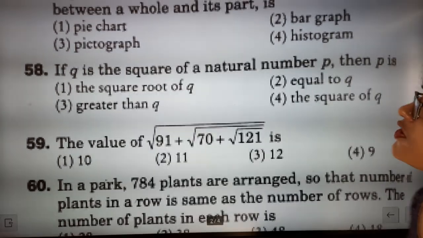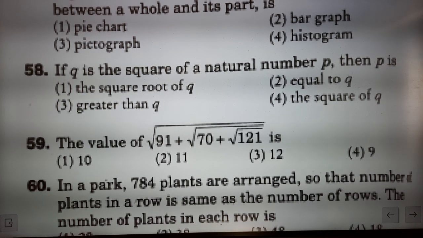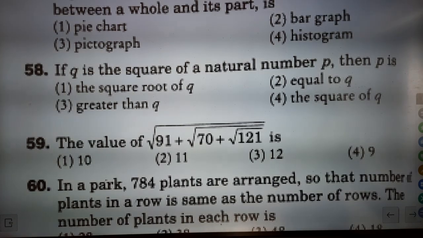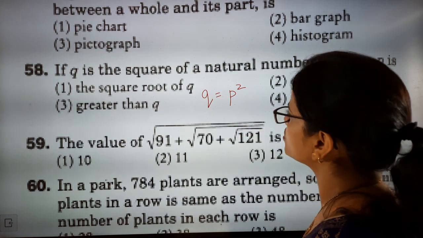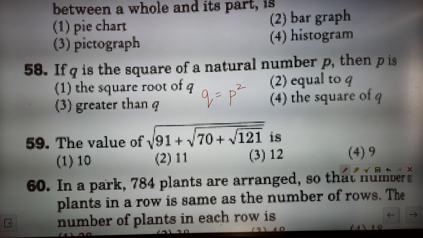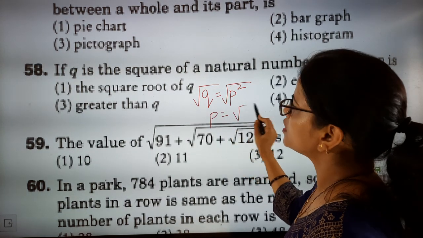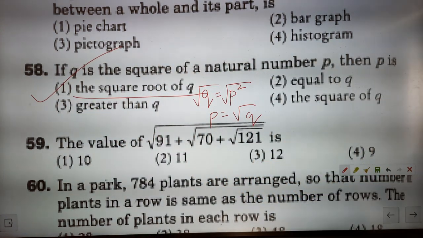Question number 58 is: if Q is the square of a natural number P, then P is the square of Q, equal to Q, greater than Q, or square of Q. So question number 58, what will be the answer? Now I am going to solve this question. Q is the square of natural number P, then P is, so take root on both sides. P is the square root of Q. Option A is the correct answer. That's it. Nothing you have to do in this question.